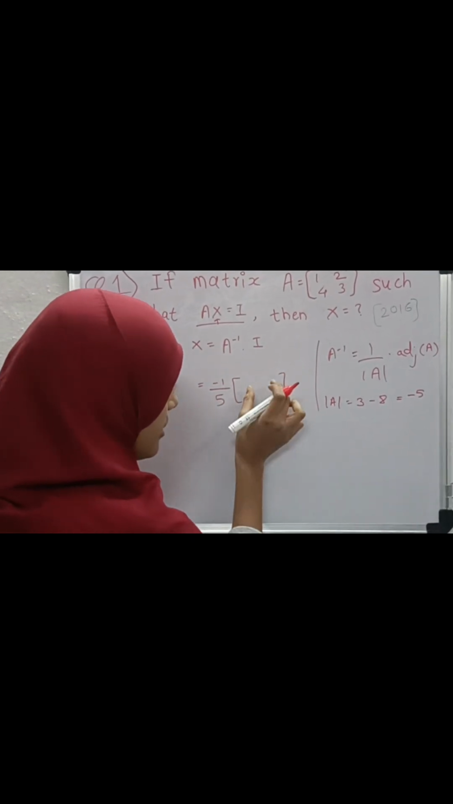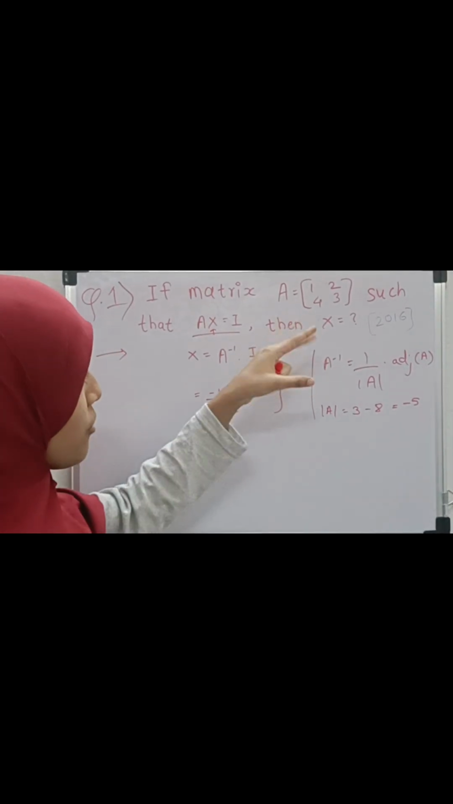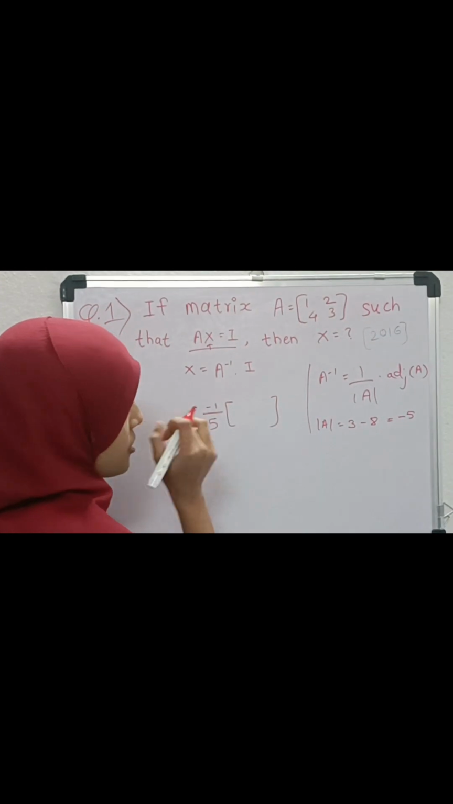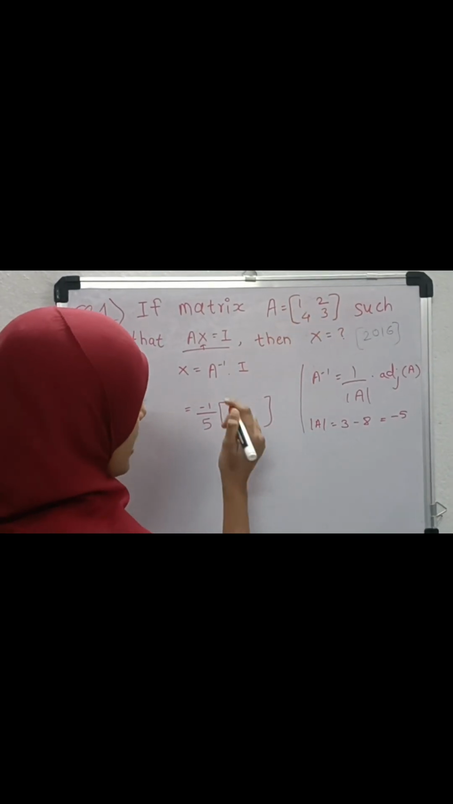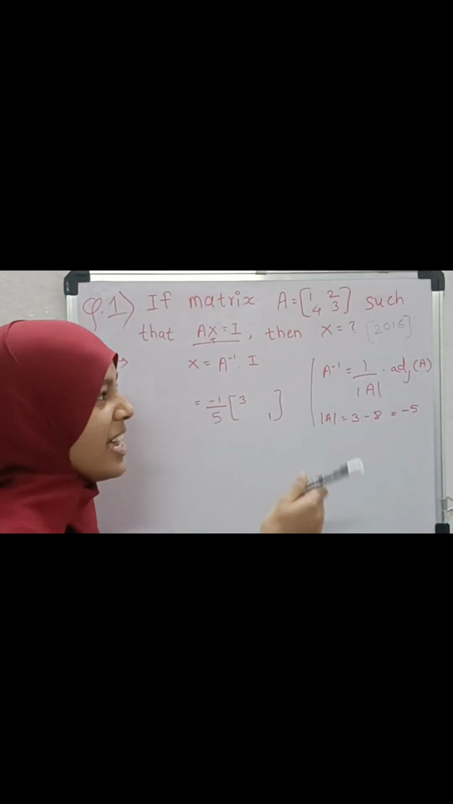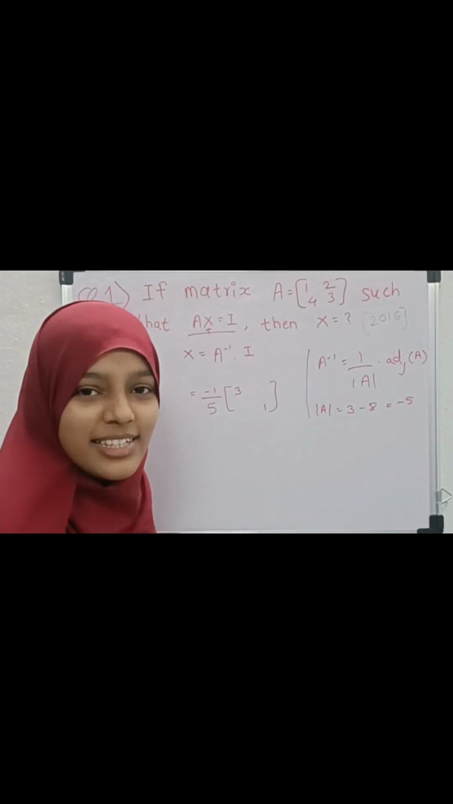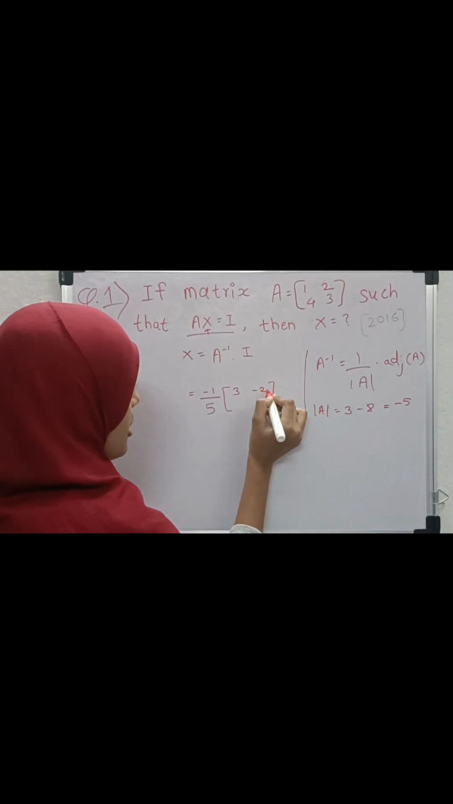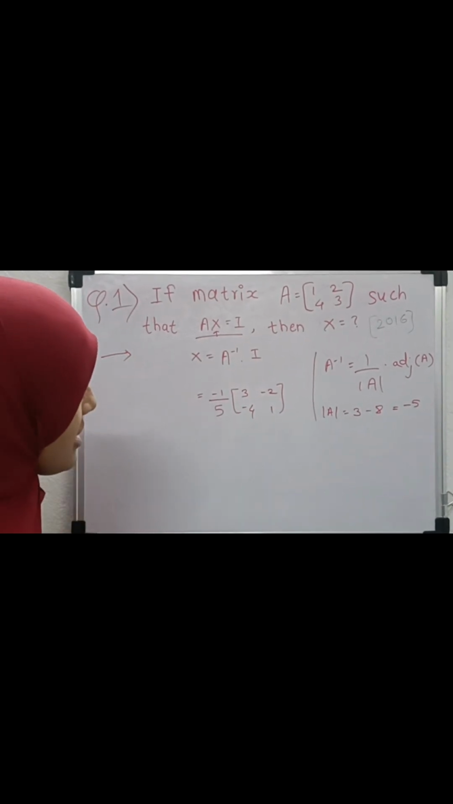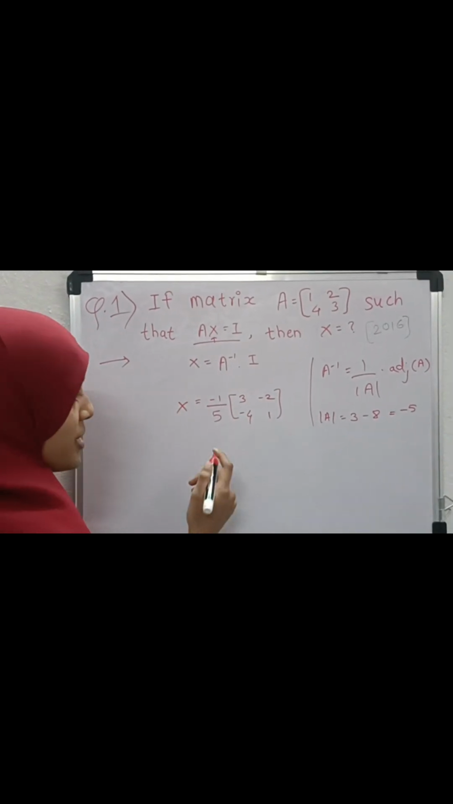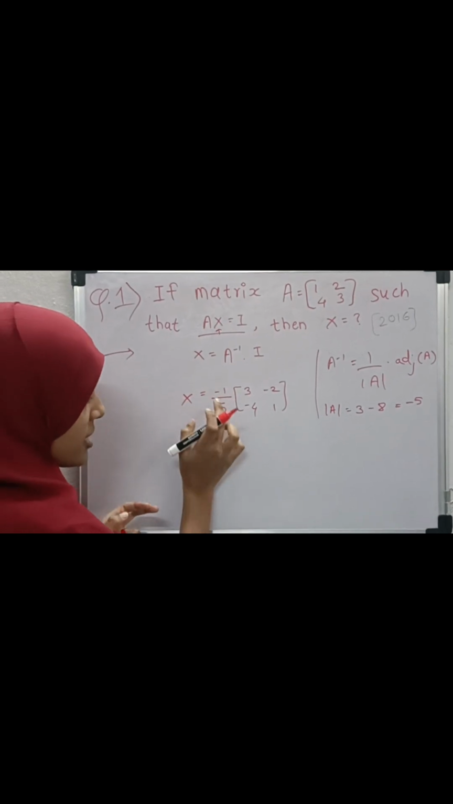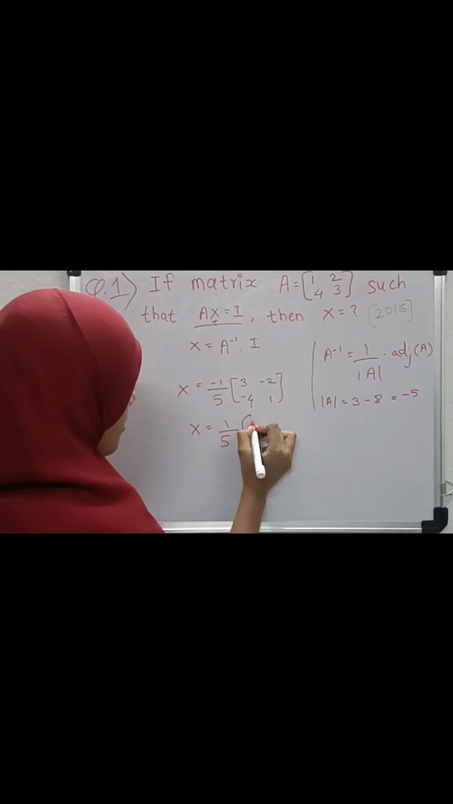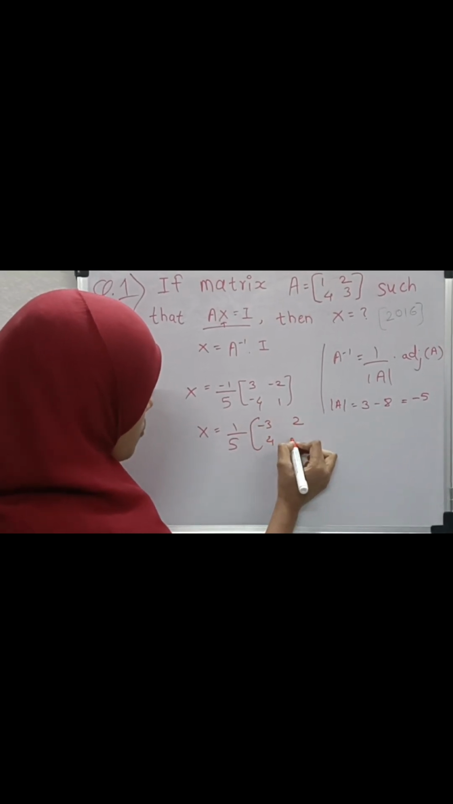Now we have to write the adjoint of A. As we know the short trick, we just interchange the positions of the elements and change the signs. We interchange the positions of a and d, that is 1 and 3, so 3 will be here and 1 will be here, and just change the signs of 2 and 4, as they are the elements at positions b and c. So it will become like this. That's our final answer, that is the x value. But if we want to remove this minus sign, we just multiply it inside. So x will be 1 upon 5 times minus 3, plus 2, plus 4 and minus 1.